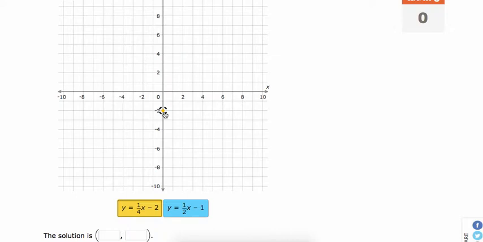The next step then would be to graph the slope, which is 1/4. So that means I'm rising 1 and running 4, or my change in y is 1 and my change in x is 4. So you can see as soon as I start moving the point on the graph, a line is showing up. So if I change y by 1 and change x by 4, so 1, 2, 3, 4, and put a point, that should be the equation of y equals 1/4 x minus 2.